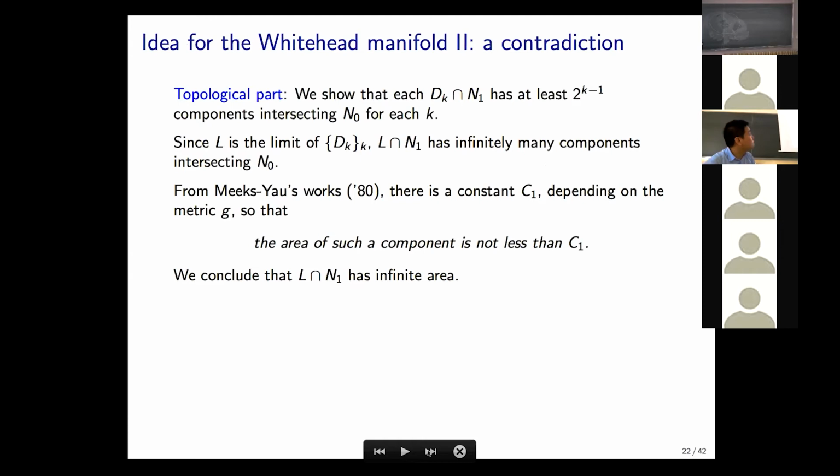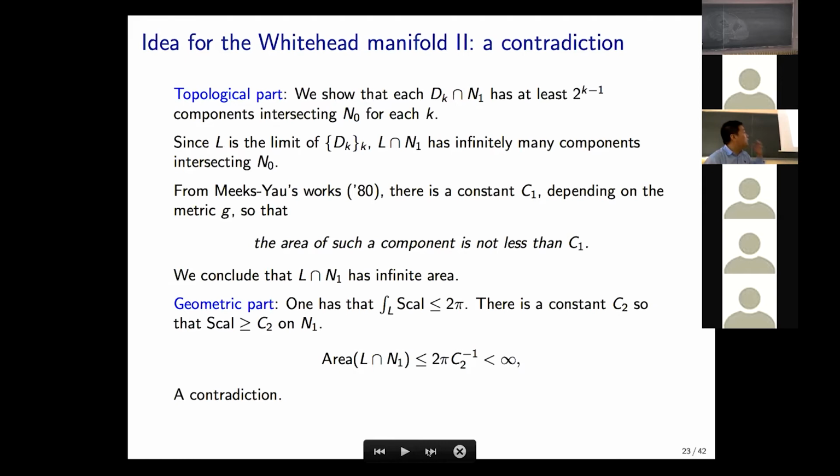Okay, because L is the limit of D_k, the intersection of L and N_1 has infinitely many components intersecting N_0. From Meeks–Yau's work, we can find a positive constant C_1, a constant that depends on the metric, such that the area of each component is not less than C_1. So because the intersection has infinitely many components, the intersection of L and N_1 has infinite area.